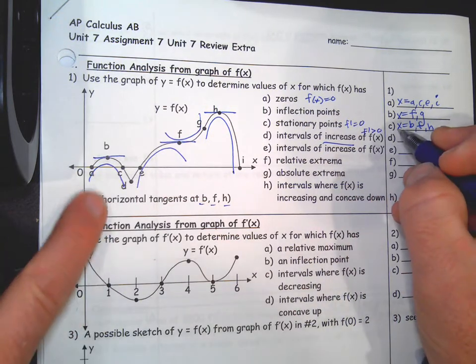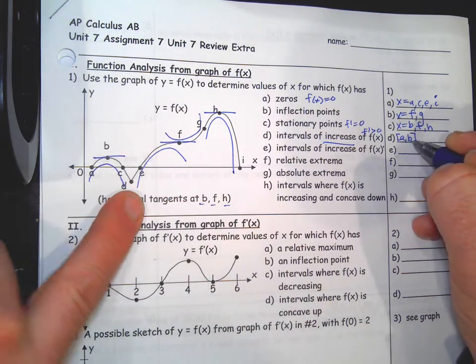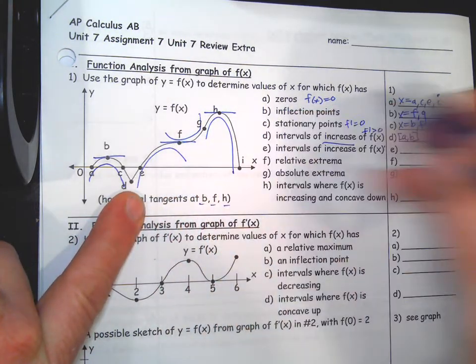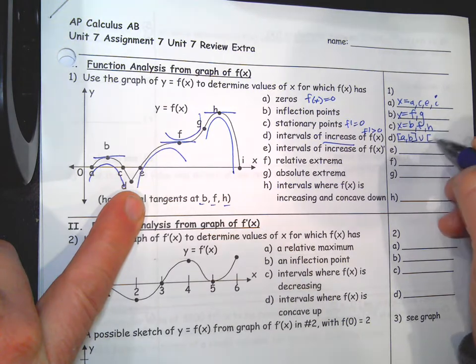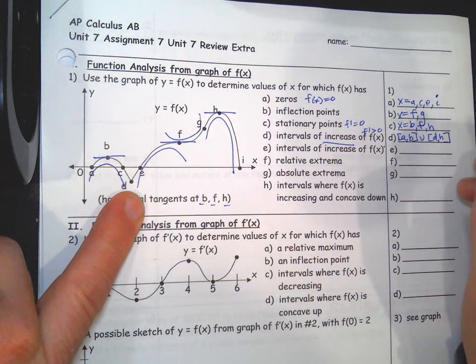The graph is going up, so that would be A to B. We include the endpoints. Then D to E to F to G to H. Do not split it up. D to H, include the endpoints. Because we include the endpoints, that's why we don't split.